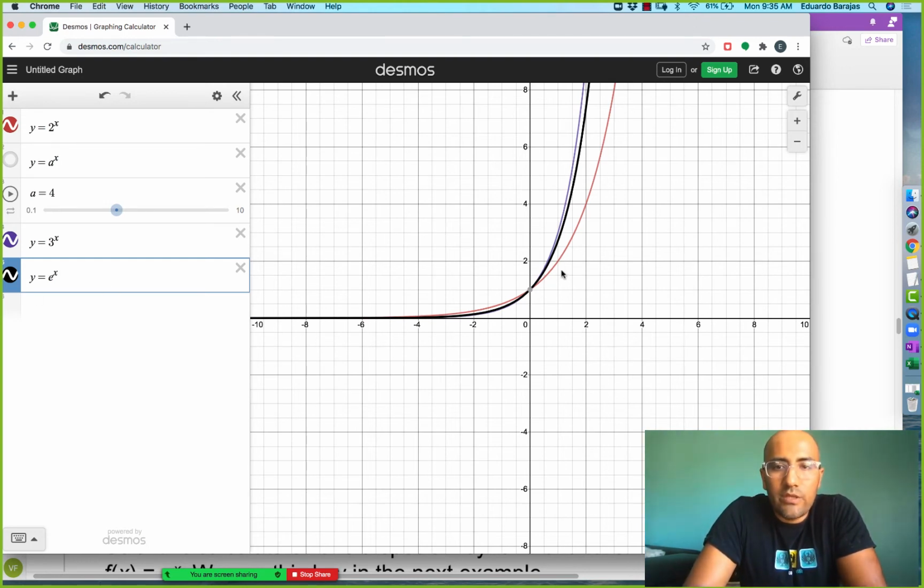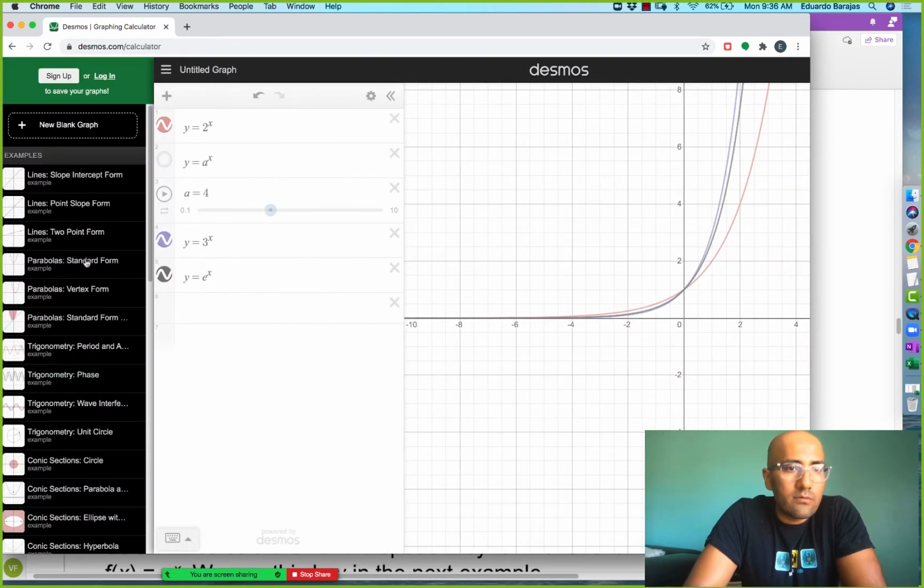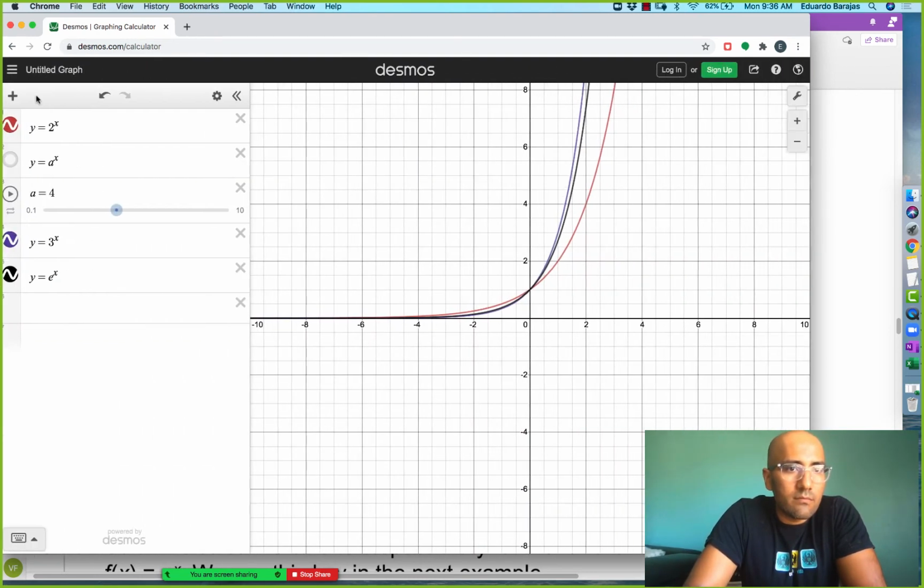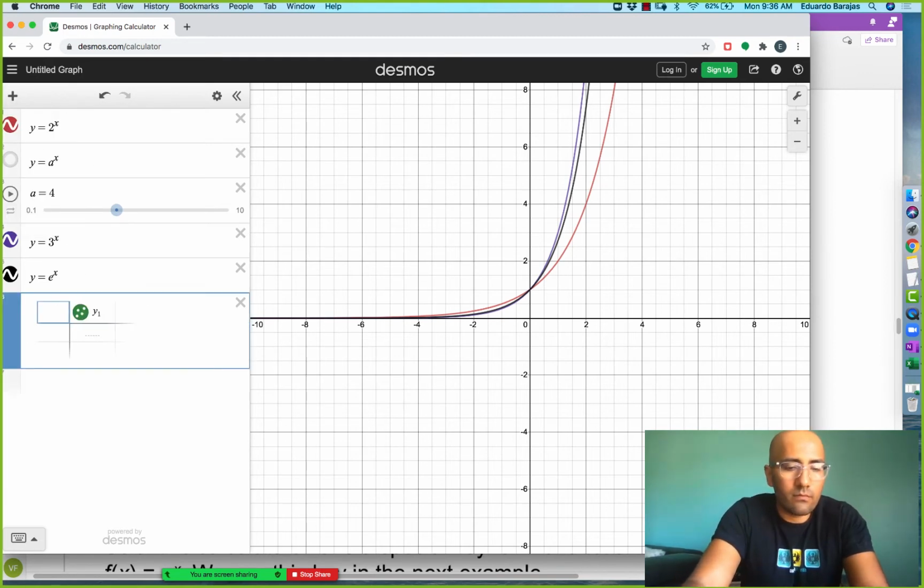The red one is 2 to the x power. The purple one is 3 to the x power. And as you can see, the black one on here would be e to the x power. It has the same shape. And if we wanted to create a table, we can find all those same values that way. So let's, for example, create a table with x and e to the x power.